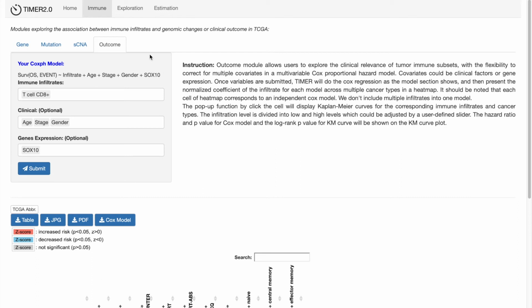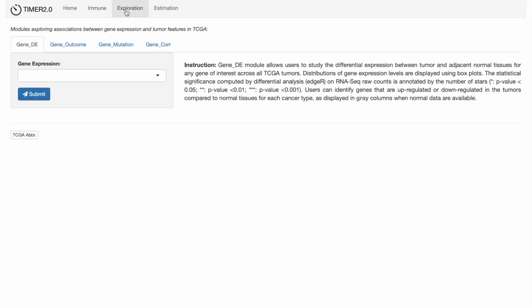Furthermore, there are several modules in TIMER2 for investigating the non-immune related association between tumor features in TCGA cohorts, which are in this exploration component. For example, you can check the differential gene expression between tumor and normal samples. We can use a cancer testis gene, for example, OTOA.